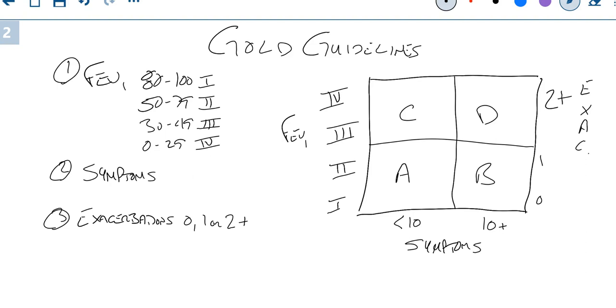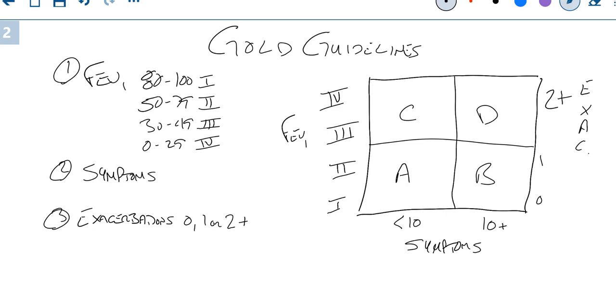So basically what you're doing now is you would take somebody's FEV1 corresponding stage. You'd come across then with symptoms. So say that they were a 2. So that FEV1 is between 50 and 79. So there'd be a 2 over here, but say they had 10 or more symptoms. That's going to shift them over here to a B, right?